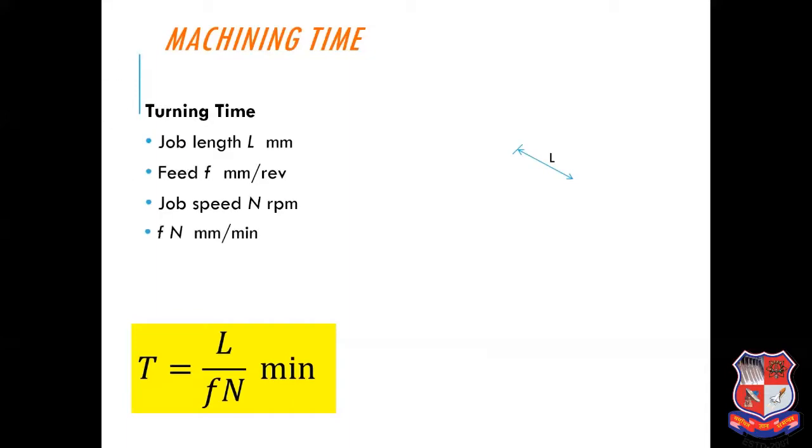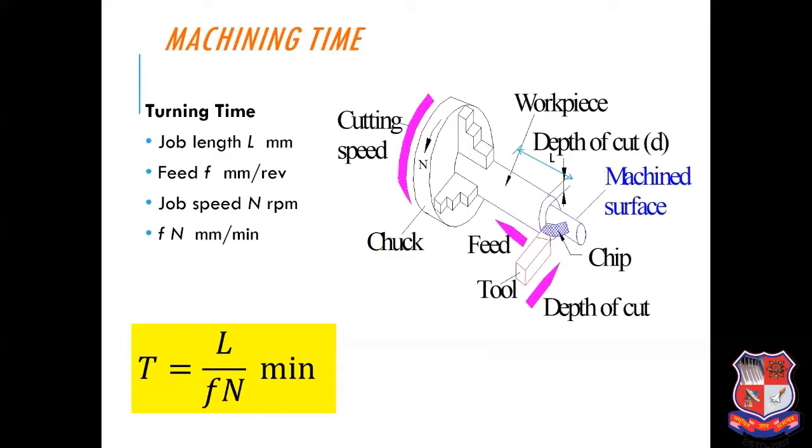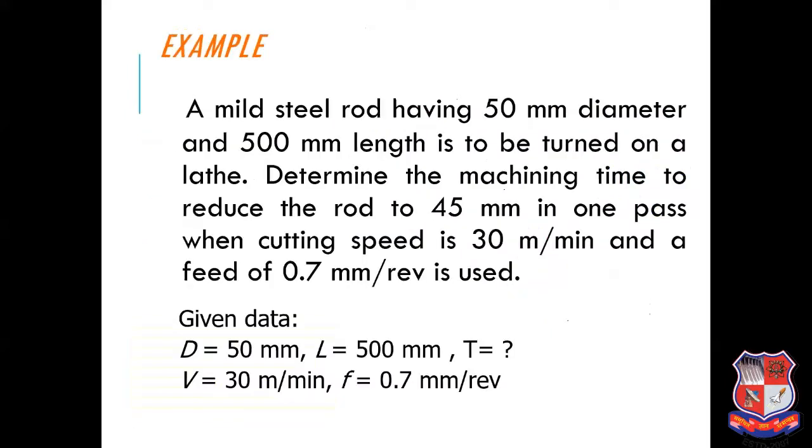So how to find the machining time for the turning operation? Here the example is shown, and if we want to cut the length L, we require N into F revolutions, because F is nothing but the feed. Feed is expressed as travel of the tool per revolution. So how many revolutions with feed, that means F into N, is required to cut the length L. So this can be expressed as T = L / (F × N), and that is in minutes.